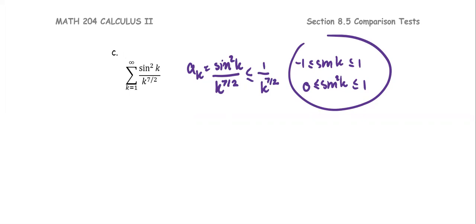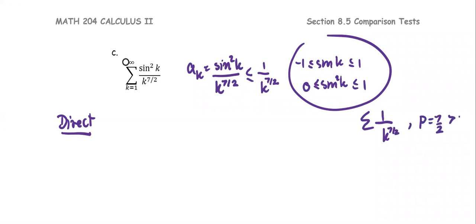It's convenient to set up the inequality for the direct comparison test. Since the limit of the psi does not exist, the limit comparison test is not working for this problem. We're going to compare with the p-series, the sigma notation of 1 over k to the power 7 over 2. p equals 7 over 2, which is greater than 1. We know this series converges.